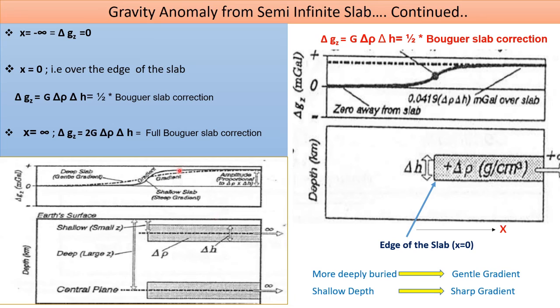Only the profile will change, but the basic things about the bodies remain the same. If the dimension of the bodies is large, we will have more anomaly amplitude, and if it is more deeply buried, there will be a smoother and gentler anomaly, and a shallower body gives a sharp anomaly.